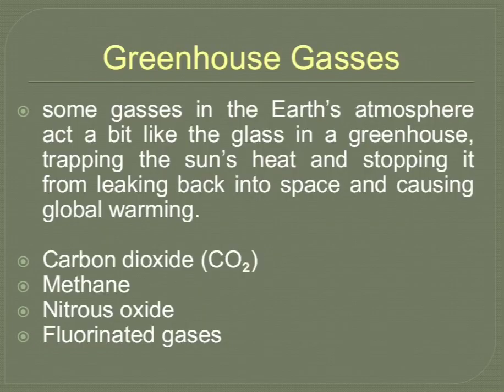One of the causes of global warming is greenhouse gases. These are gases in the Earth's atmosphere that act a bit like the glass in a greenhouse, which traps the sun's heat and stops it from leaking back into space, causing global warming. Examples of these greenhouse gases are carbon dioxide or CO2, methane, nitrous oxide, and fluorinated gases.